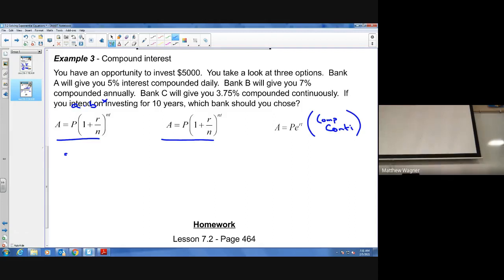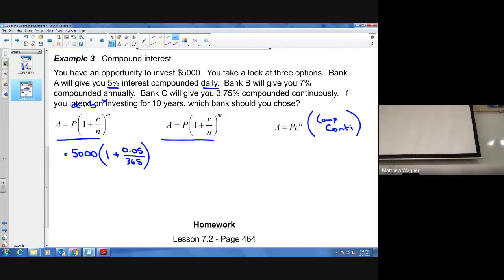Bank A is going to give us 5% compounded daily. So I'm going to start with my initial amount. I'm going to take my rate, which is 5%, and I'm going to compound daily. So what you're going to do is you're going to divide your rate by 365 because you get 5% for the year.